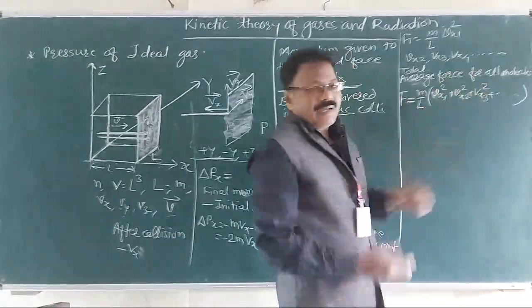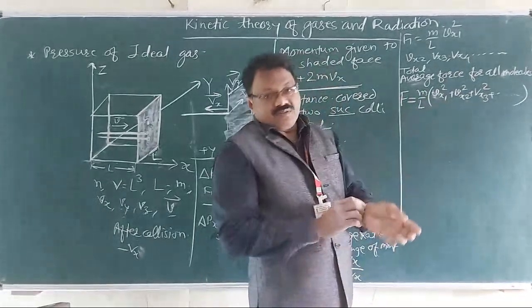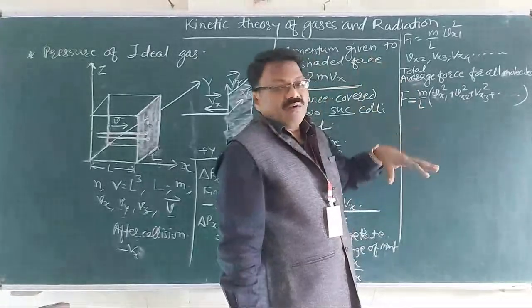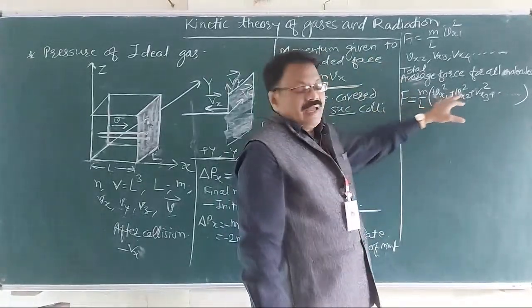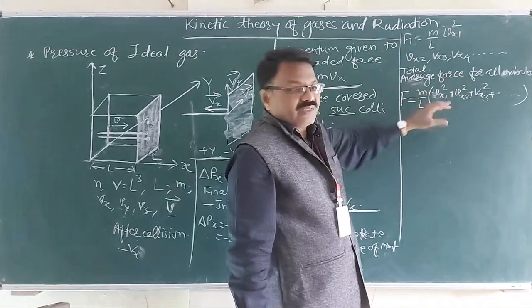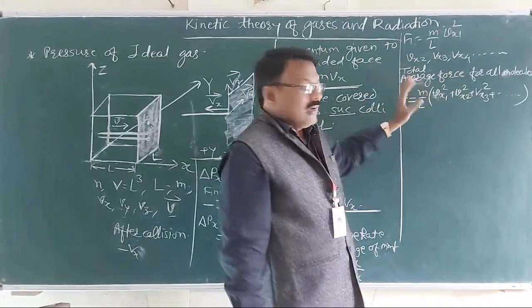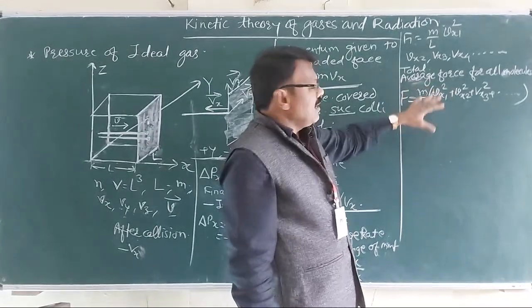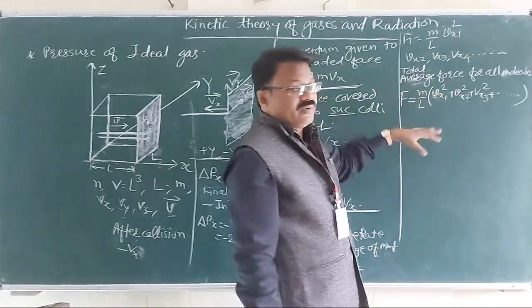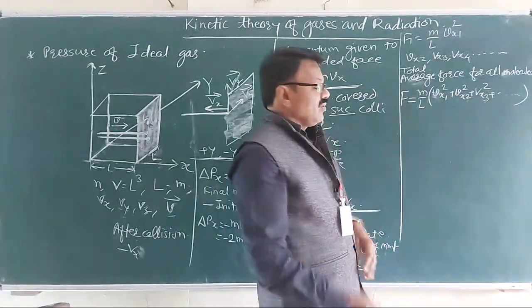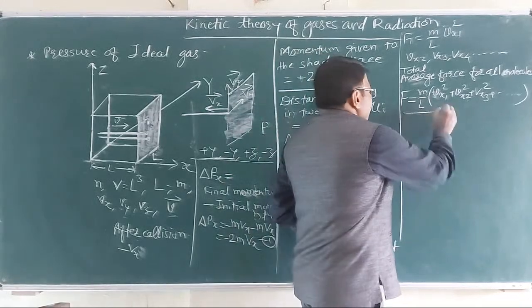So this is the force exerted by all molecules for the x component of velocity, and this is the average force exerted by the x components of the velocity. Similarly, we get the average force exerted by the y components of the velocity and by the z components of the velocity.